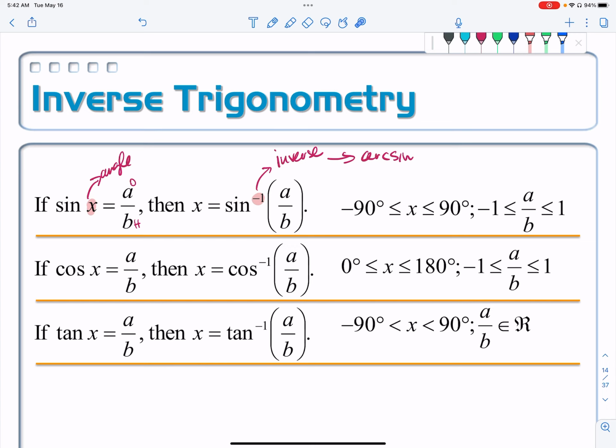So notice what happens here is that we're putting the ratio into the inverse sine, and it's going to spit out the angle measurement. But the inverse of sine is only going to spit out an angle measurement from negative 90 degrees to positive 90 degrees. Over here on the right-hand side, this says that our ratio can only ever be from negative 1 to positive 1. It'll never be bigger than 1. It'll never be smaller than negative 1.